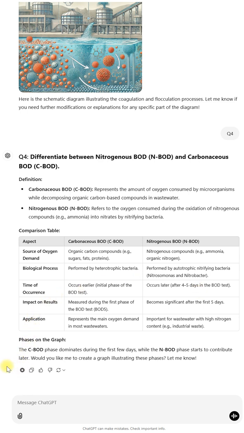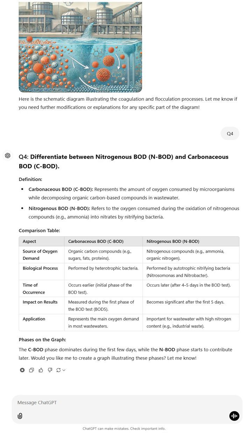Q4. Differentiate between nitrogenous BOD, N-BOD, and carbonaceous BOD, C-BOD. Definition. Carbonaceous BOD, C-BOD, represents the amount of oxygen consumed by microorganisms while decomposing organic carbon-based compounds in wastewater. Nitrogenous BOD, N-BOD, refers to the oxygen consumed during the oxidation of nitrogenous compounds, e.g. ammonia, into nitrates by nitrifying bacteria.